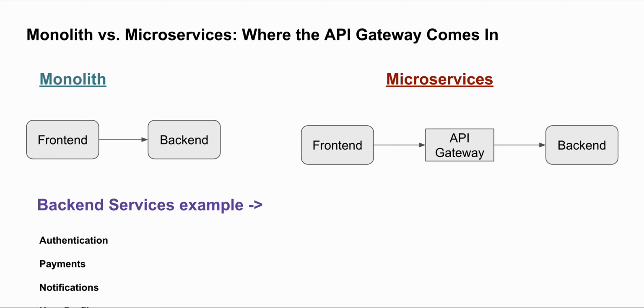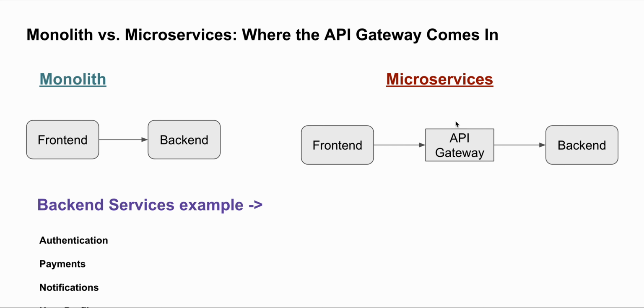Now we will see how monolithic and microservice architectures use the API gateway, like where the API gateway comes into the picture. You can see here in monolithic, everything lives in one place. Your front end talks to one back end. So we don't need any gateway here.